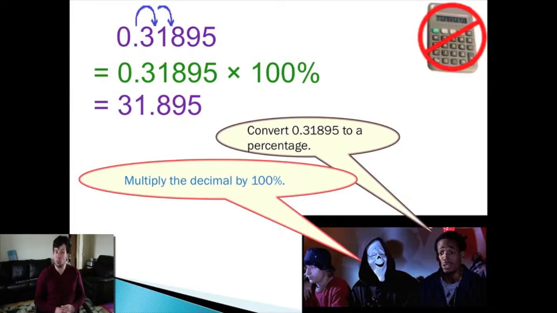The exam question may ask you to write to the nearest percentage. Of course, the 8 makes this whole number round up to 32%.